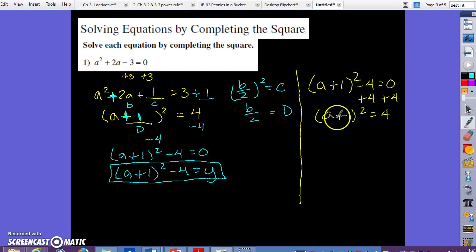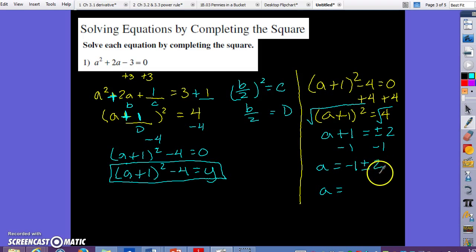I need to get at this a plus 1, so I've got to get rid of that squared. So we're going to square root both sides. So now I have a plus 1 equals the square root of 4. I know you're thinking 2, but I hope some of you said plus or minus 2. And now we need to subtract 1 from both sides. So I have negative 1 plus or minus 2. So the results give me negative 1 plus 2, which is going to give me 1. And I get negative 1 minus 2, which is going to give me negative 3.